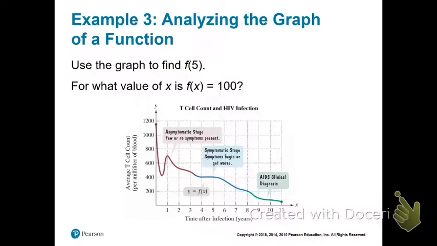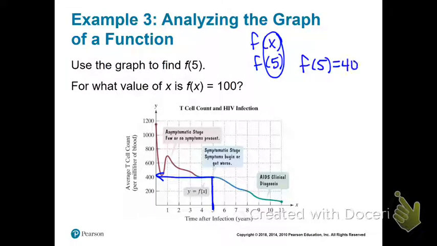All right, and so example 3, we're just analyzing the graph. It says use the graph to find f of 5. Well, remember, we usually see this written as f of x, but now we're looking for f of 5. So I'm looking for what is the answer when x is 5. So we're going to go to our graph and find where x is 5. Go on your x-axis, find where x is 5, go touch your graph, and tell me that y value. That y value is 400. So we know that f of 5 is equal to 400.